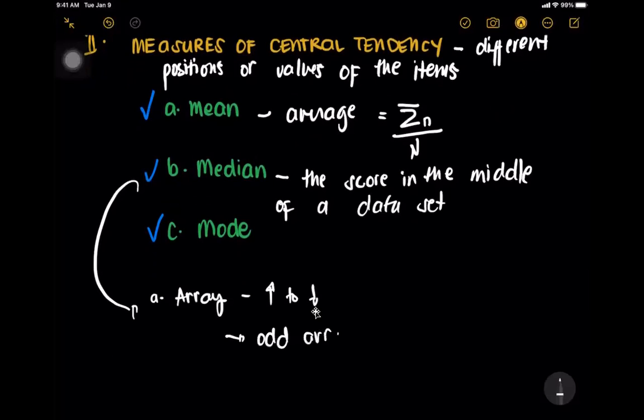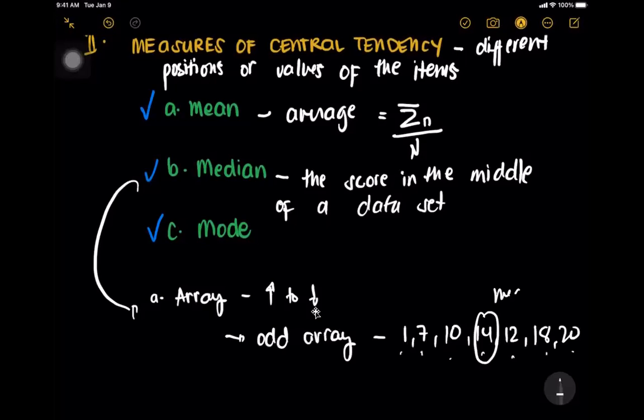If you have an odd array, you just have to look at the central number or the central score. For example, your array is 1, 7, 10, 12, 14, 18, 20. You count them: 1, 2, 3, 4, 5, 6, 7. Now 14 here is your median.